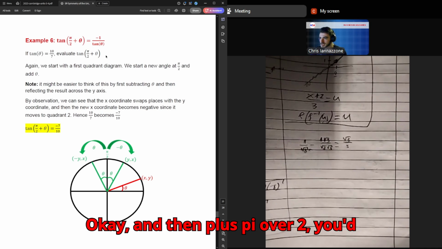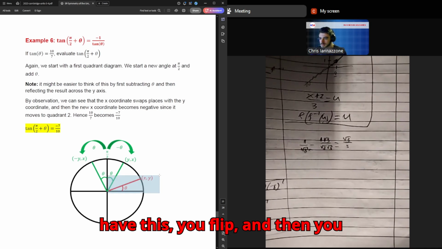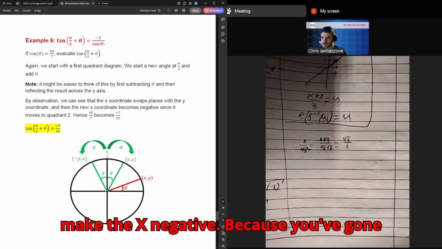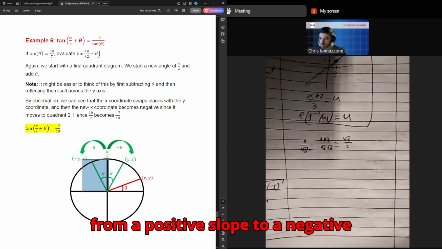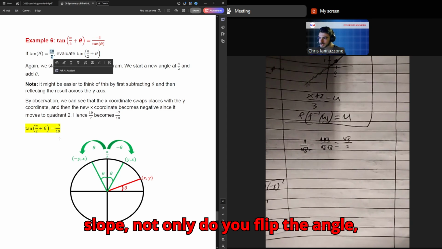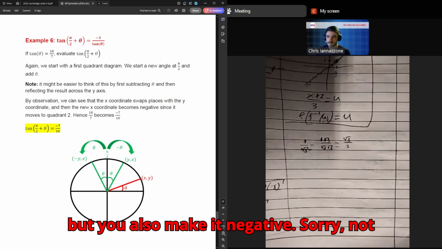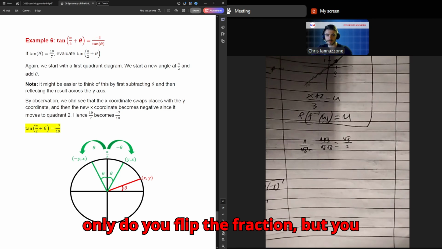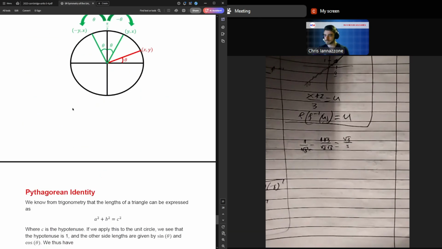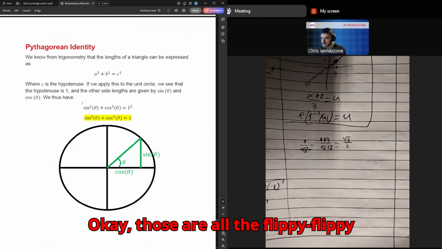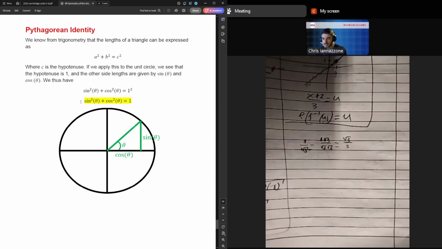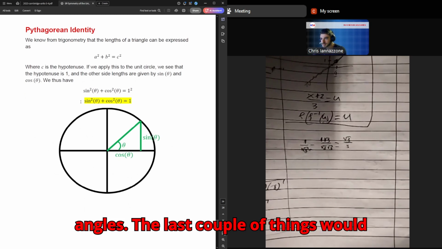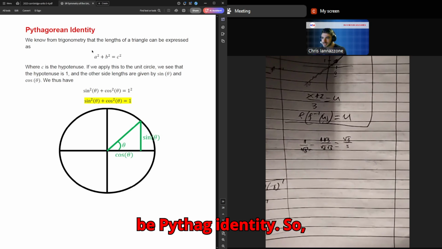Okay, and then plus pi over 2, you'd have this, you flip, and then you make the x negative. Because you've gone from a positive slope to a negative slope, not only do you flip the fraction, but you also make the fraction negative. Okay, those are all the flippy angles. The last couple of things would be Pythag identity.